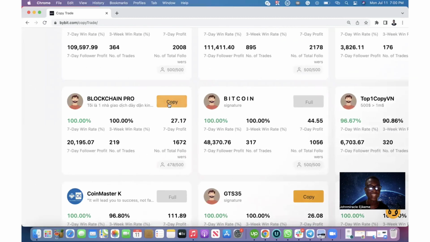You can see this guy here is Blockchain Pro. He also has a 100% win rate, and he has over 20,000 followers. So you can see I can now copy his trade. So I'll click on copy.